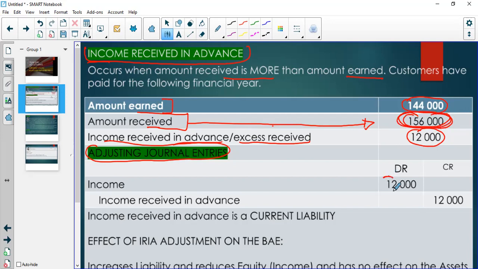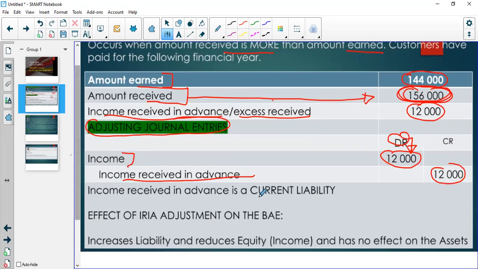Let's remove 12,000. Income increases on the credit. So if we want to decrease it, we debit income. So the income account is going to be debited with 12,000. Then we're going to credit income received in advance with 12,000. And this income received in advance is a current liability, all right? Because we owe the customer.